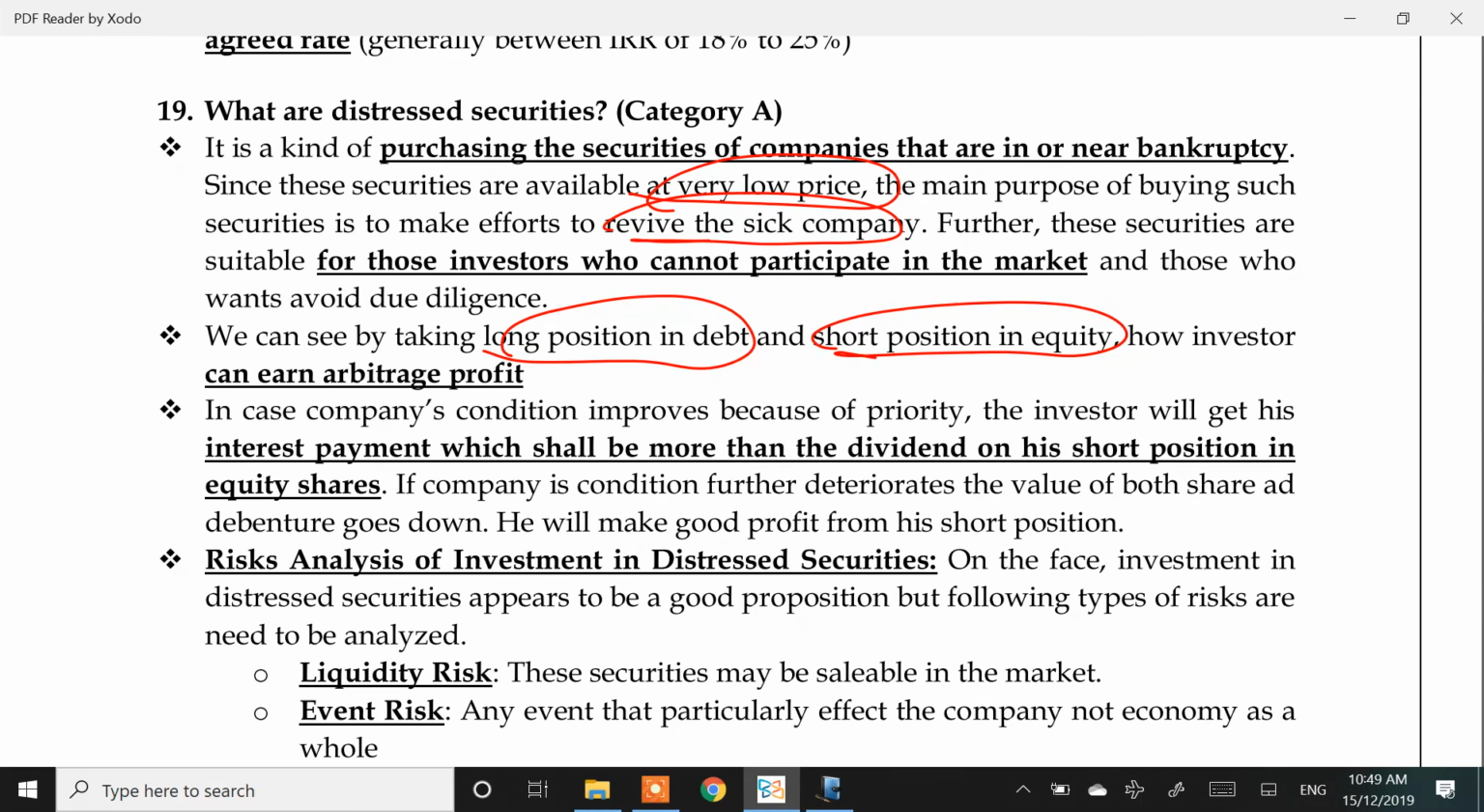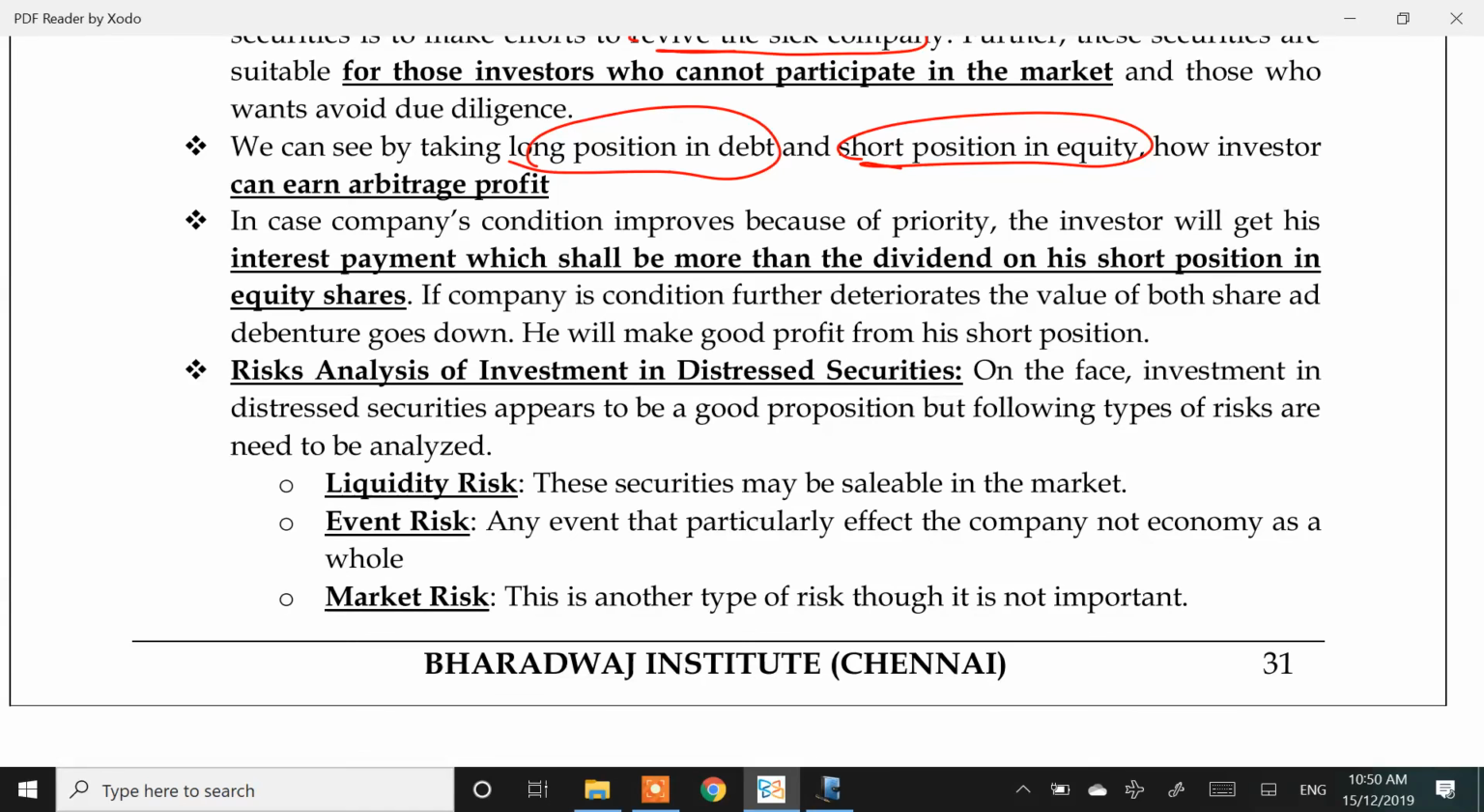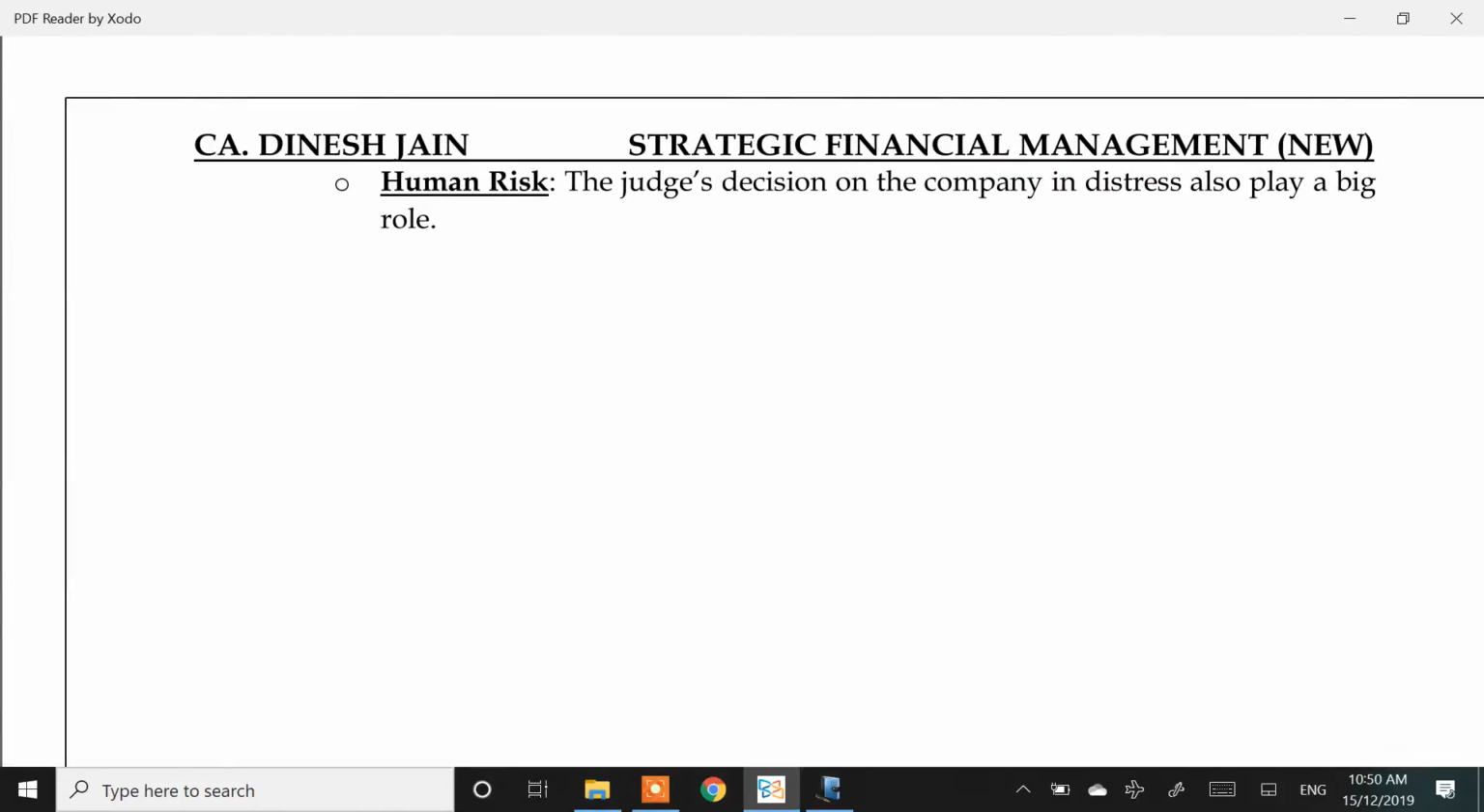If the company's condition improves, the investor will get his interest payment, which will be more than the dividend on the short position. If the company's performance deteriorates, the prices of both will come down and you will make a good position. Now on the face of it, it's a good proposition, but there are a lot of risks. There's a liquidity risk because you may not be able to sell them in the market. There can also be event risk, market risk, and a human risk element.